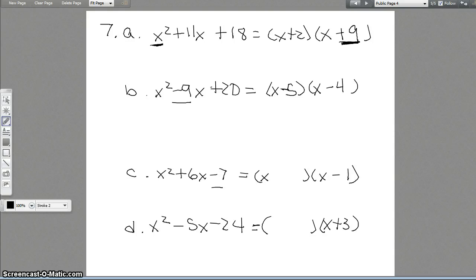This is Jacob's Algebra, Chapter 10, Lesson 4, Part 2. I was in the middle of number 7, Part C, when the last video cut off.